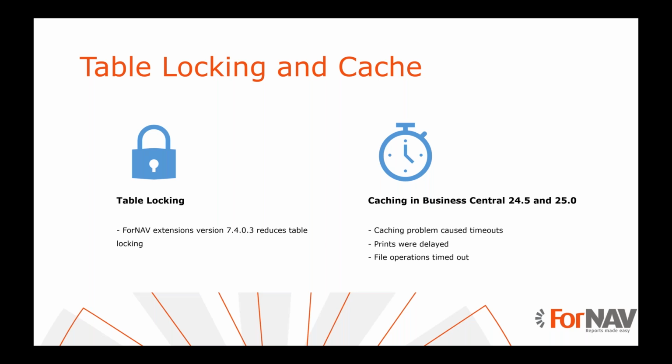So we fixed that. And then in Business Central version 24.5 and 25, Microsoft also changed the way the database caching works. So we saw that sometimes print jobs took a long time to get processed, and especially file operations that only had a timeout of 10 seconds, they timed out. But upgrading to the latest ForNAV extensions will also fix that, and you should be aware of that if you are on 24.5 or 25.